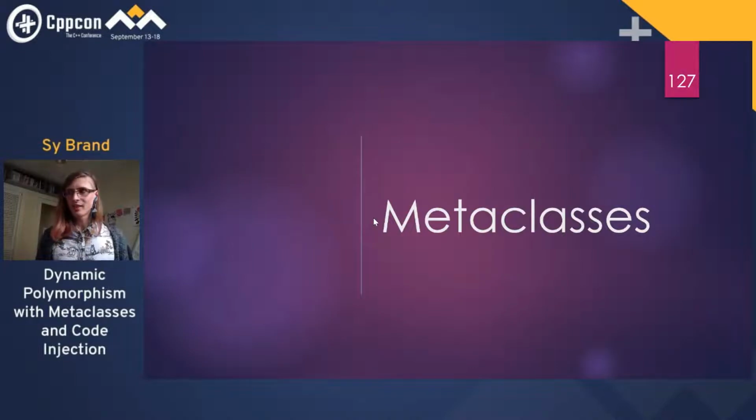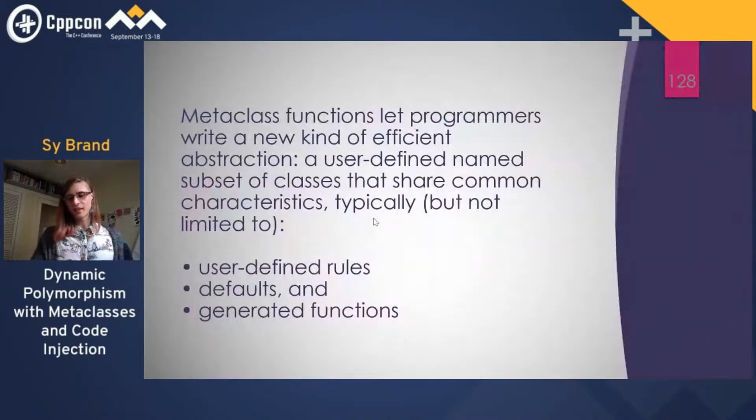So let's talk about metaclasses. This is a definition from the paper. It's proposed by Herb Sutter. It currently does not have a standard version it's targeting, as far as I'm aware. It says, metaclass functions let programmers write a new kind of efficient abstraction, a user-defined named subset of classes that share common characteristics, such as user-defined rules, defaults, and generated functions.